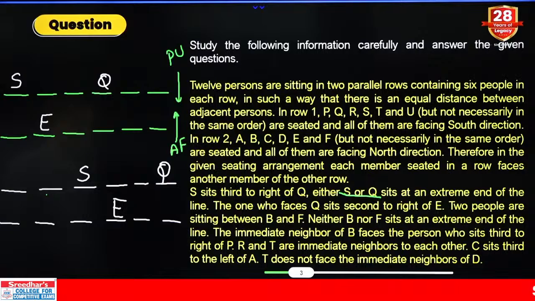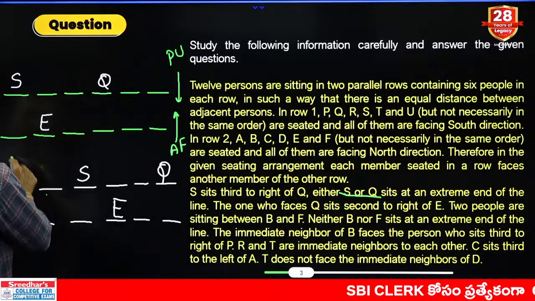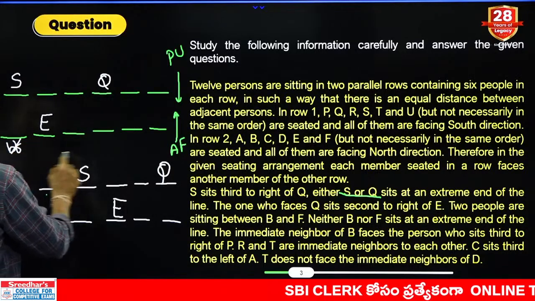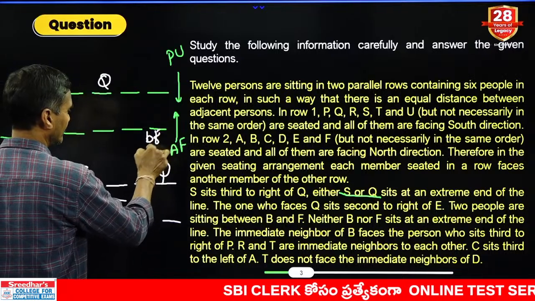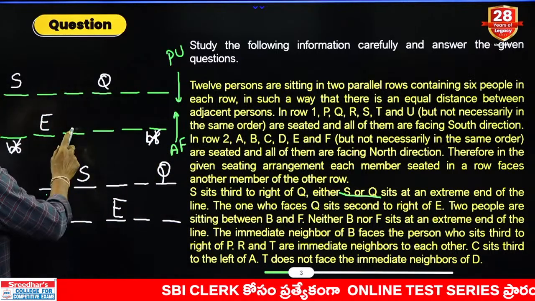And 2 people between B and F. Neither B nor F sits at any extreme ends of the line. And 2 people between B and F. Now B and F cannot be here. And similarly B and F cannot be here. Isn't it? Can you have B here?